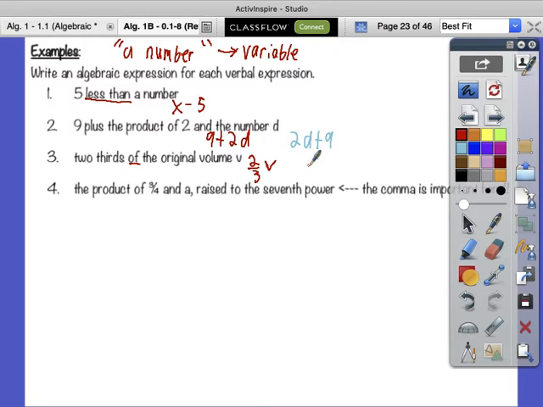Okay, so of would be the multiply, and then we just look around the sentence and say, okay, well, what are we multiplying? Questions on that one?